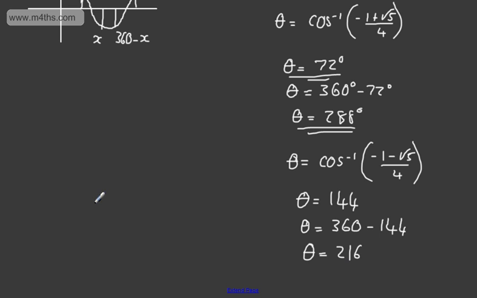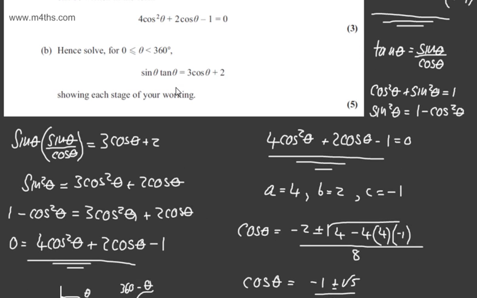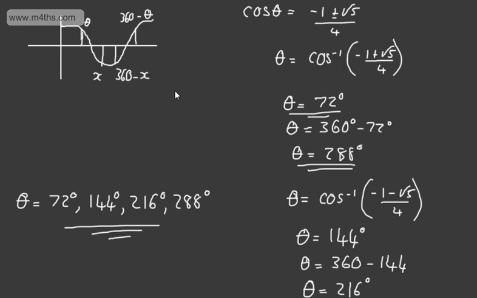So if we list these out, we've got now the 72, the 288, the 144, and the 216. So theta, and I'll put these in ascending order, 72, we've got 144, we've got 216, and we've got 288 degrees. So final answers, we have 4 of them, and again, it didn't say round them to a specific level of accuracy, as they were integer values.